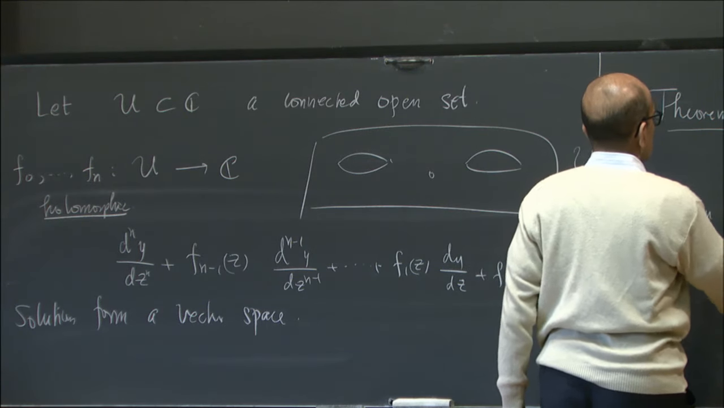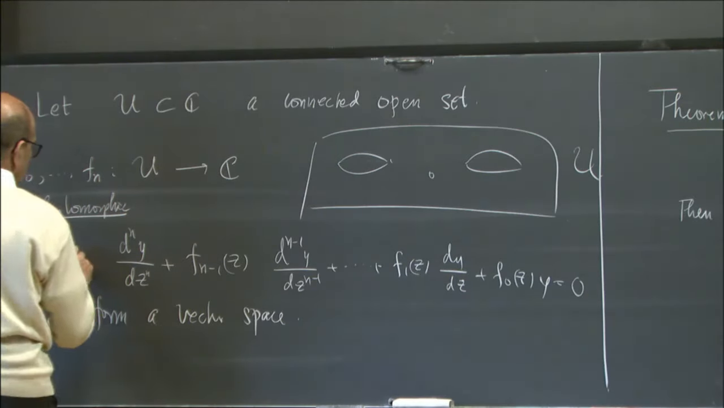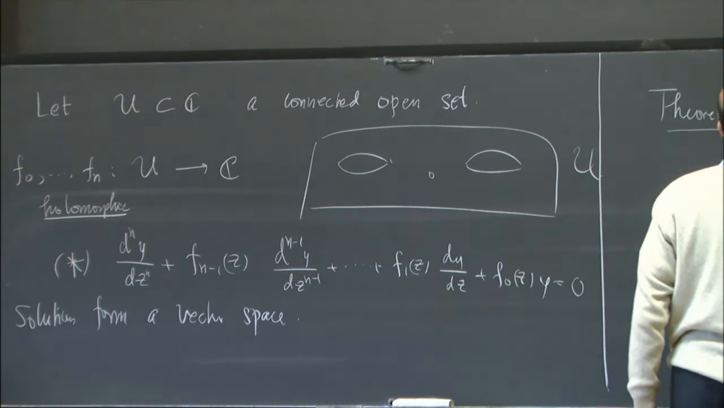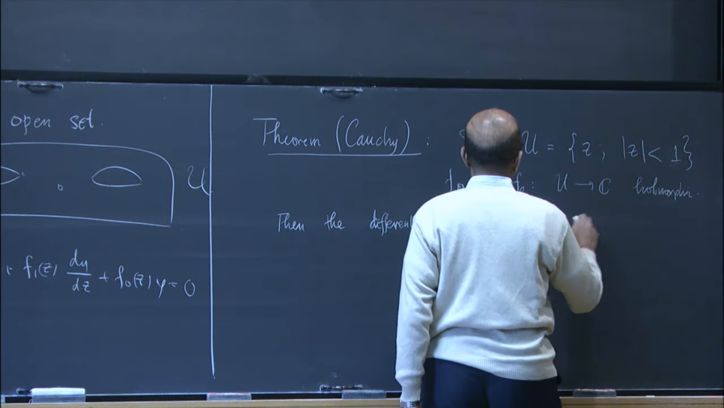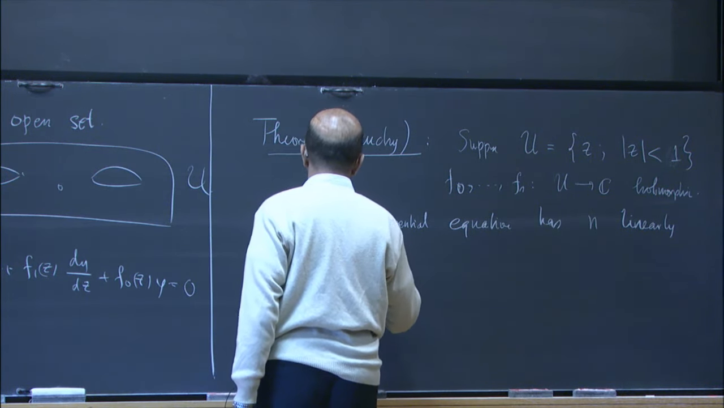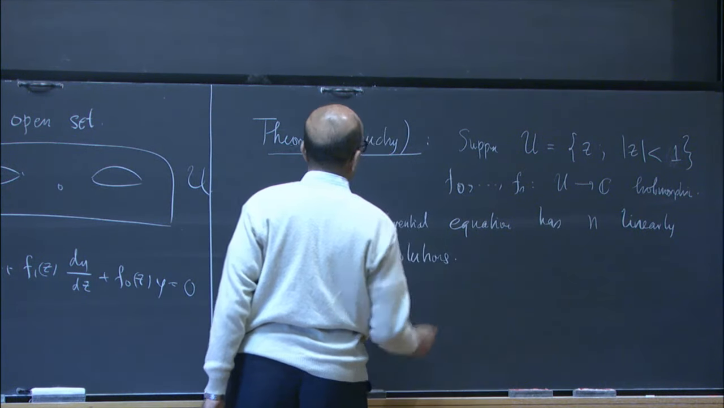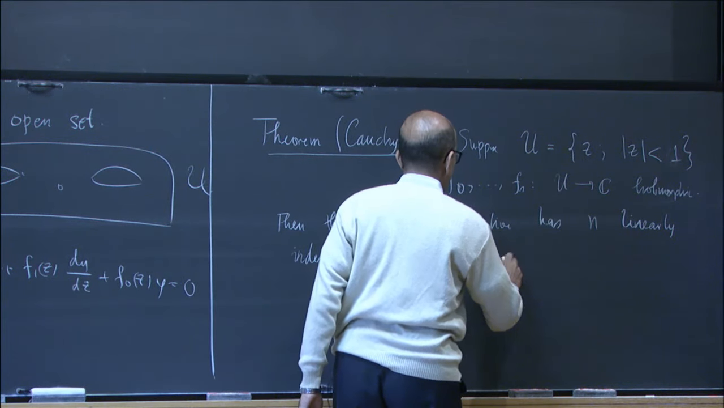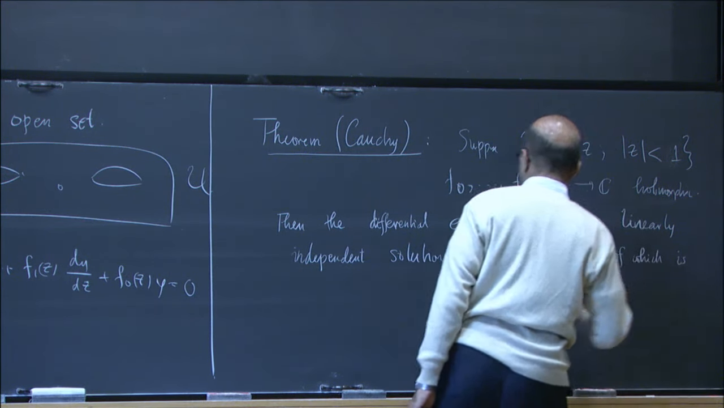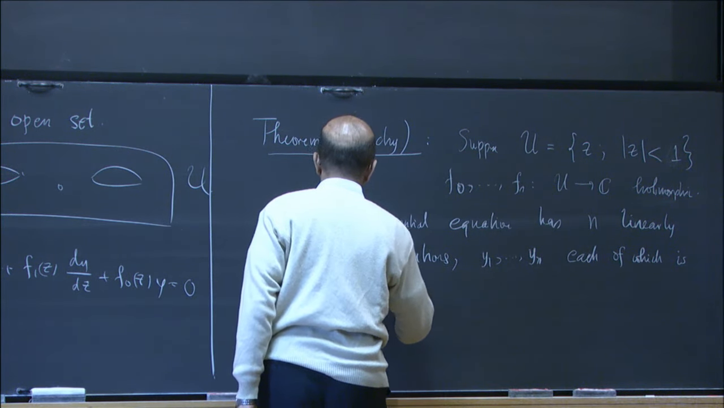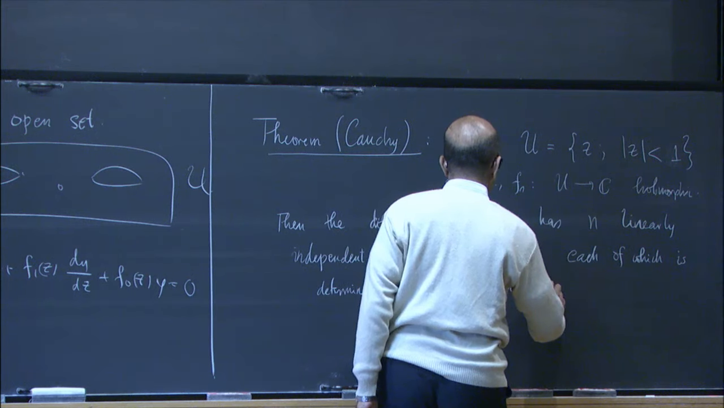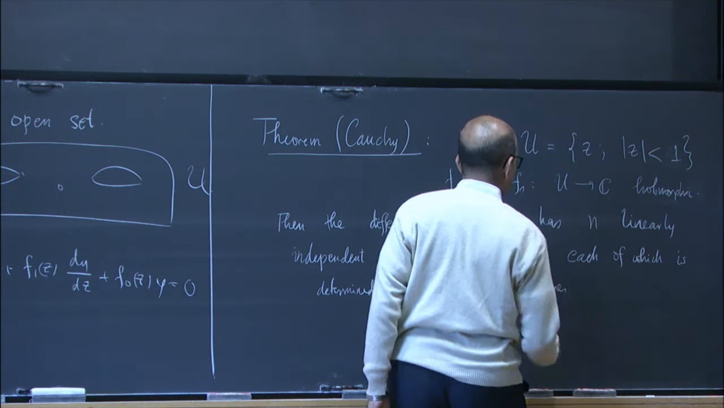Then the differential equation has n linearly independent solutions, each of which is determined completely by their values. Call this y, one of these.